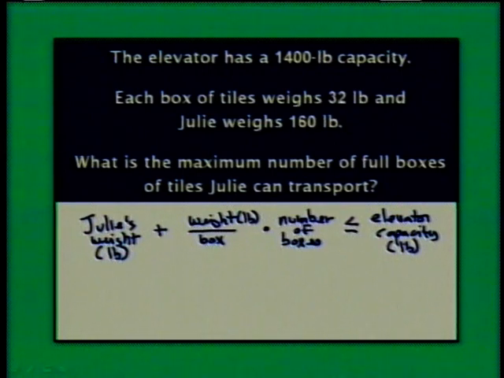Now you also might ask, why is everything in words here? Well, these words can be generalized. It might be someone other than Julie getting into the elevator, or someone might be carrying boxes of tiles which are heavier than the boxes of tiles in this problem. This is a general model that will work for a variety of different problems of this type.